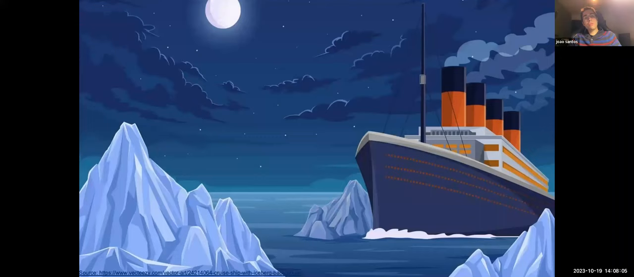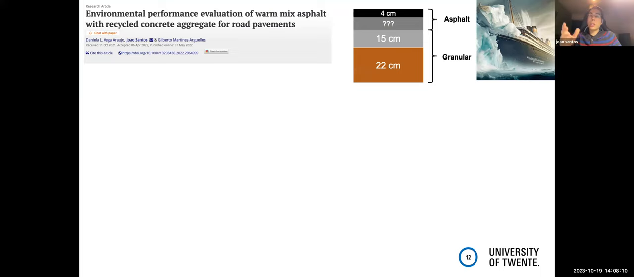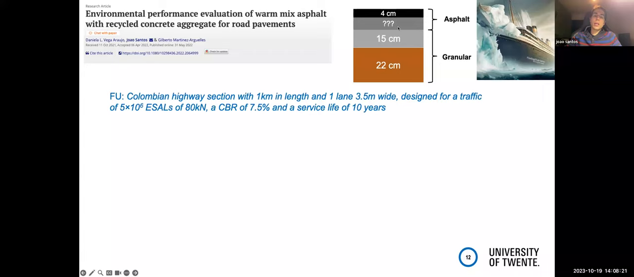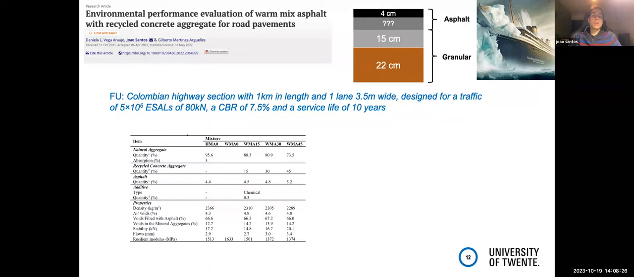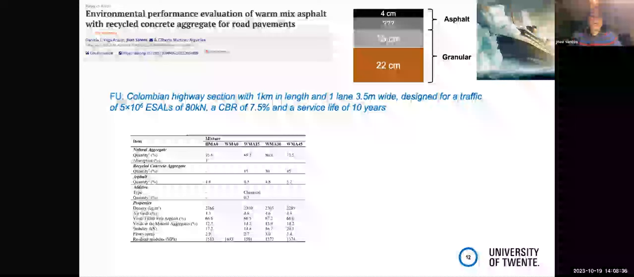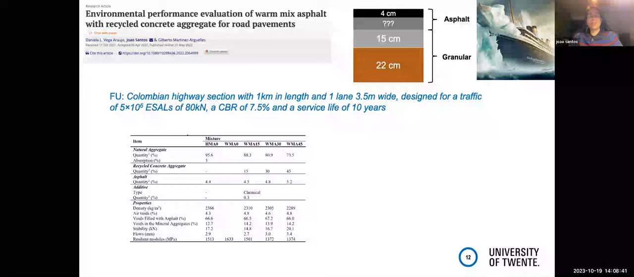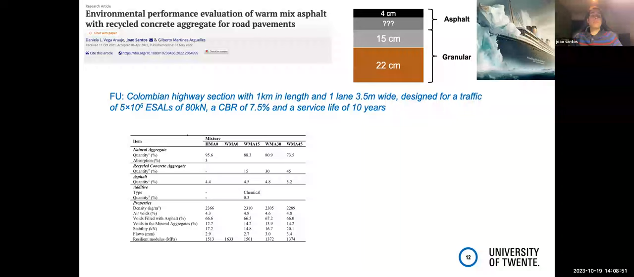The problem might be the following, what I'm going to illustrate now. In this study, we were interested in assessing the environmental performance of a pavement structure, where in the base layer we have as an alternative asphalt mixers, a warm mix asphalt to be specific, with different percentages of reclaimed asphalt concrete. We keep all the other layers with the same thickness, and we use the results from the lab to design the pavement structure that was designed to carry 5 million axle loads during the service life of 10 years.